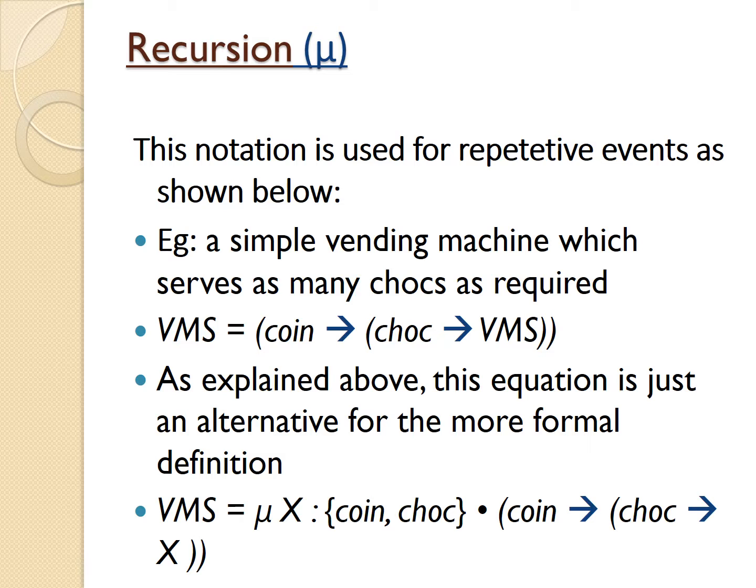For example, here in this slide, a simple vending machine which serves as many chocolates as required. Generally we write it like this: coin, chocolate. Then this equation is just an alternative for the formal definition. It can be written in a simple way by using recursion as shown below. VMS equals mu X, coin then chocolate then X. So this is a simple way of notation by using recursion.